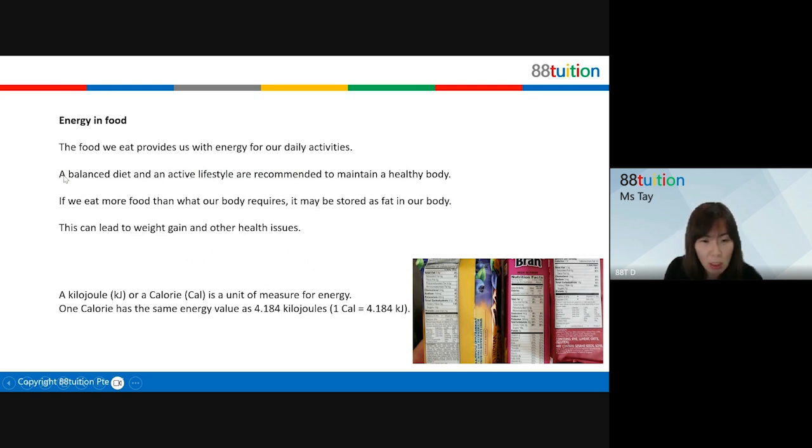Now, if you eat more than your body requires, whatever you're eating will be stored as fats. And then you are going to gain weight. And that's not just the main thing that we are concerned about. Health issues will be the big concern. Now, in science, we are not just studying everything related to science. We must make important and correct choices to keep ourselves healthy and to protect the environment. So all these you have to take note. Though it's not tested, it is useful for you.